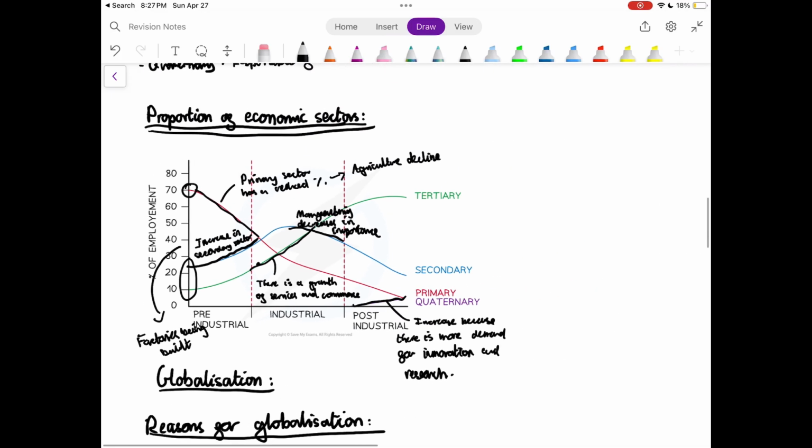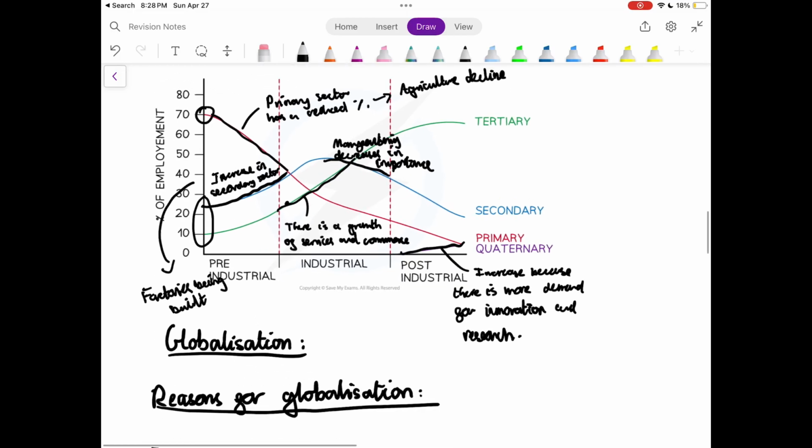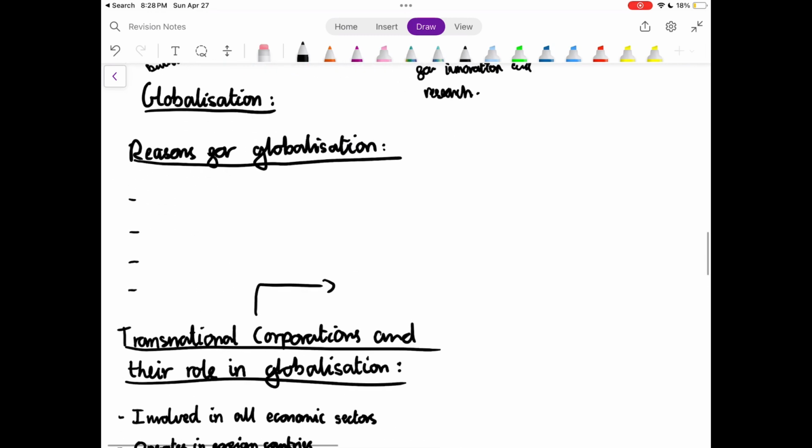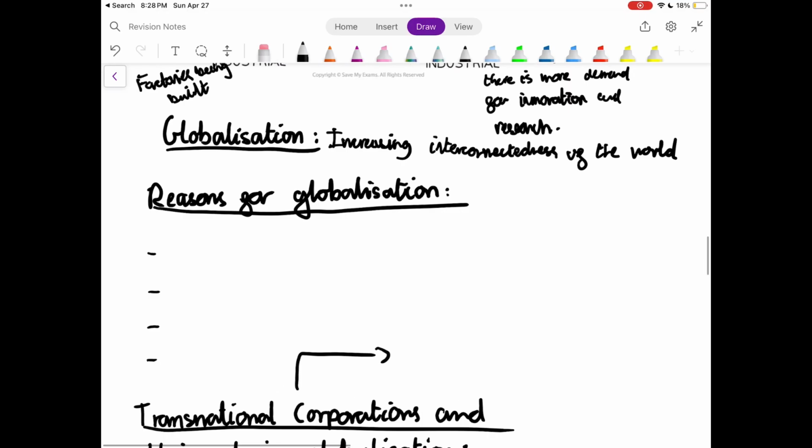So yeah, that's all you need to know for the trends for the economic sector. So I would just remember the reasons why the trends are the way they are, and then you should be able to answer the exam question. So the next topic we're going to be looking at is globalization. And basically what this is, is the increasing interconnectedness of the world. And there are many reasons as to why globalization is increasing.